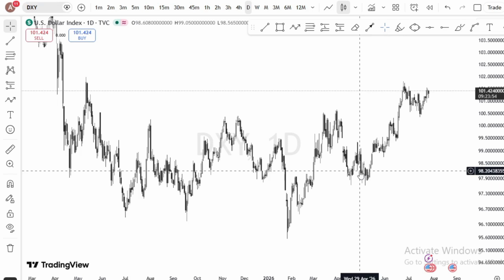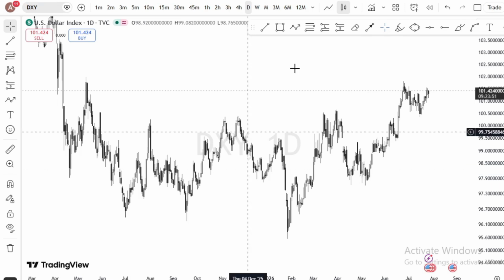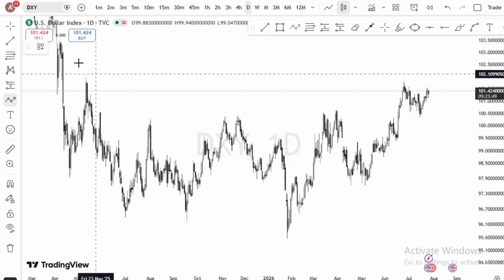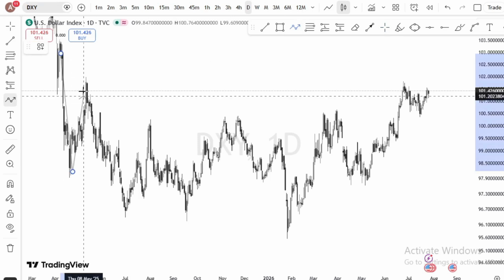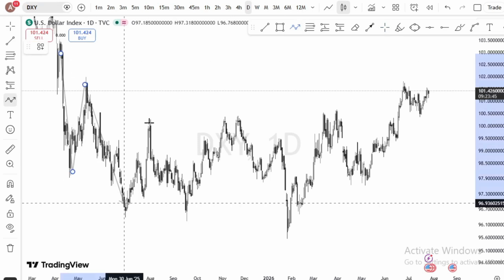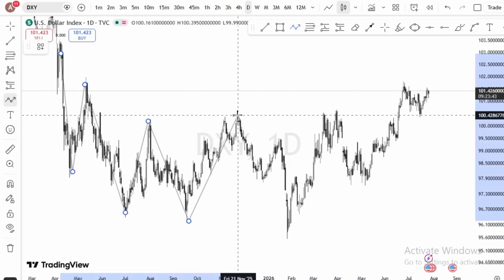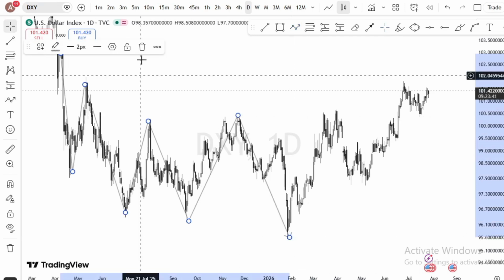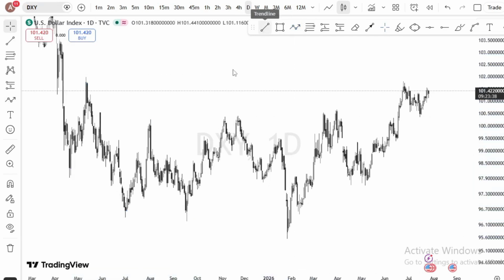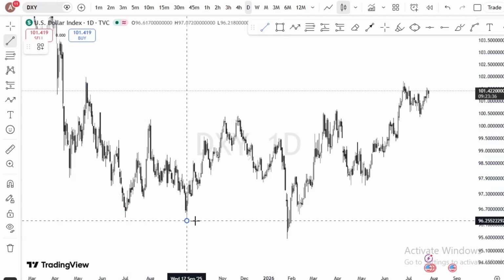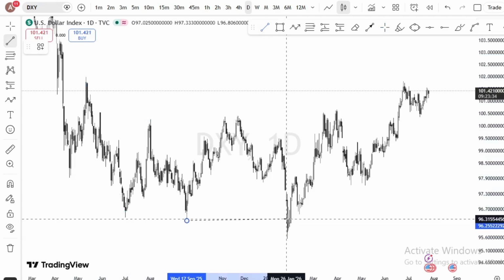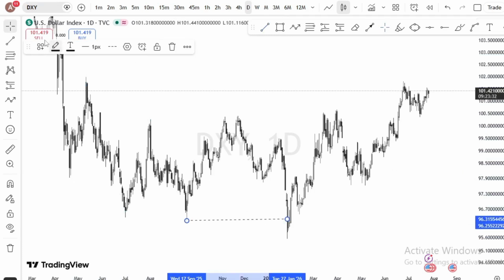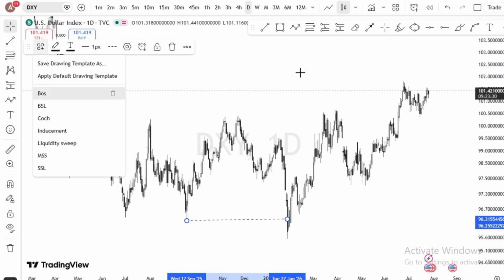We are going to start the analysis from the daily time frame. Alright, so if you look at the daily time frame, you can see that we were previously in a downtrend. Alright, and this happened to be the last break of structure to the downside. As you can see, this happened to be the last break of structure we have to the downside.